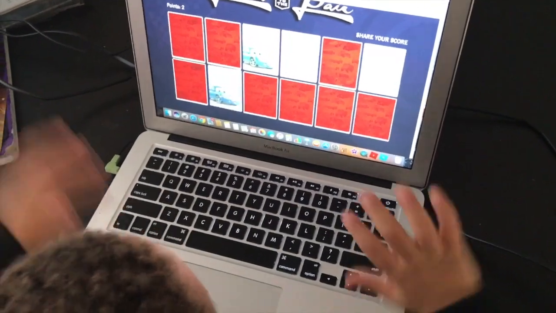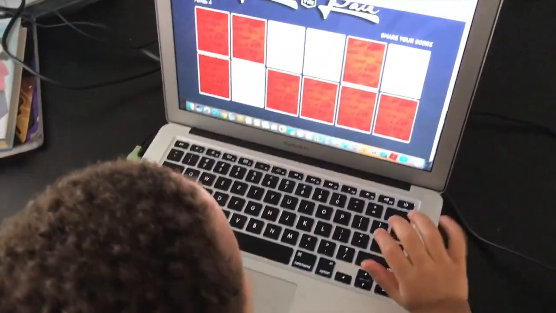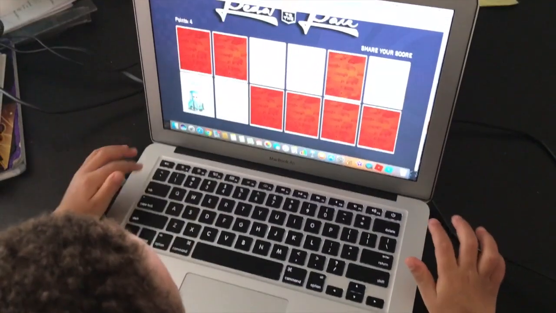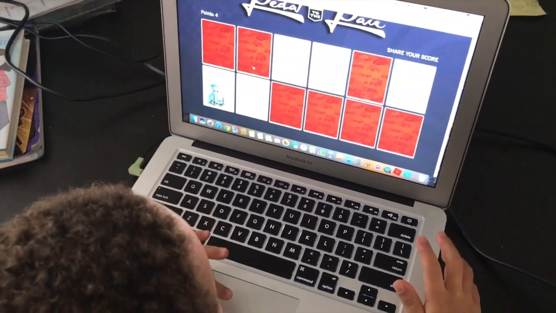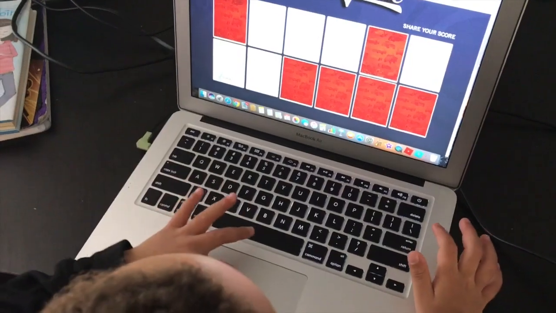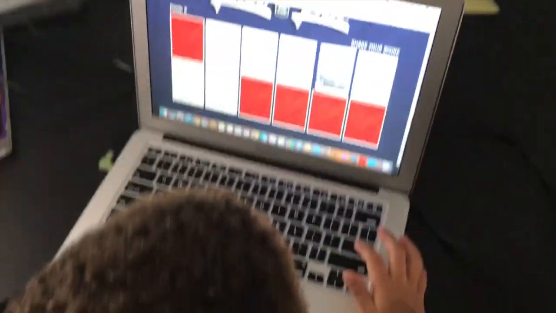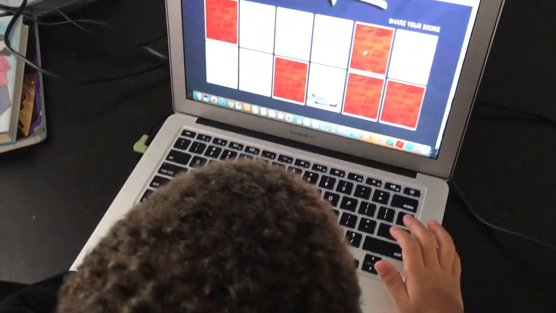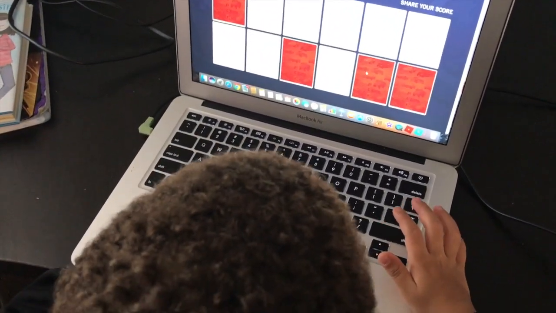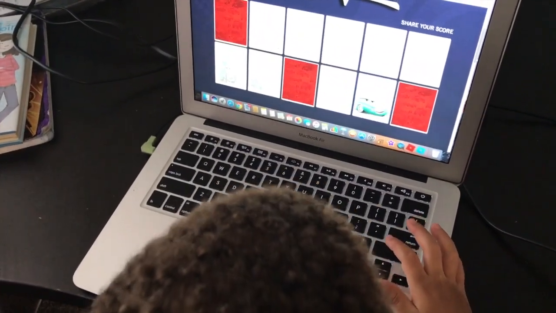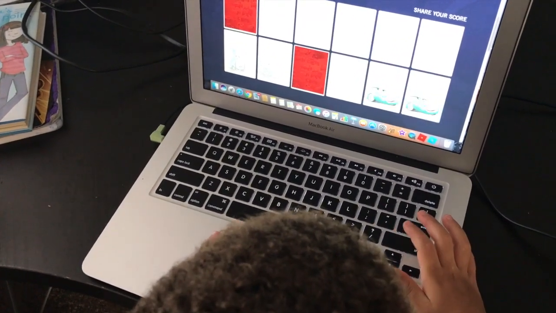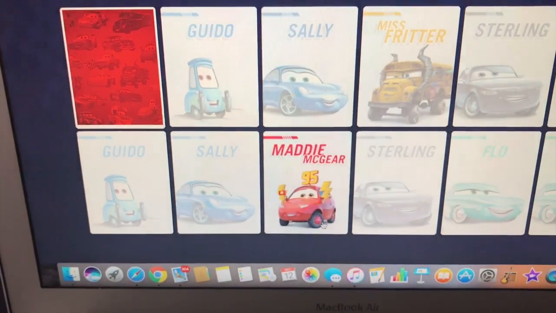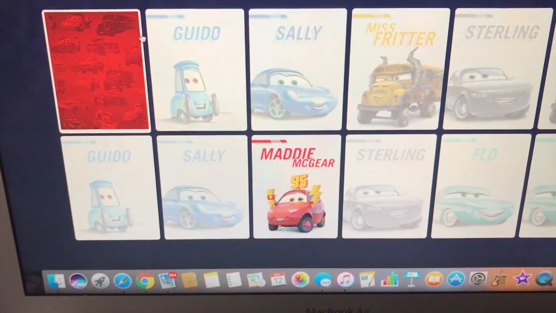All right, Kelly. I got 2 cents. Daddy and Miss Trevor. What are you doing, Kels? Class 3 matches. Matching? Yes. Did you know that matching games are really good beginner math games? Sorting, finding. Who's that? I don't know. Is that Flo? Yes. Maddie McGear.